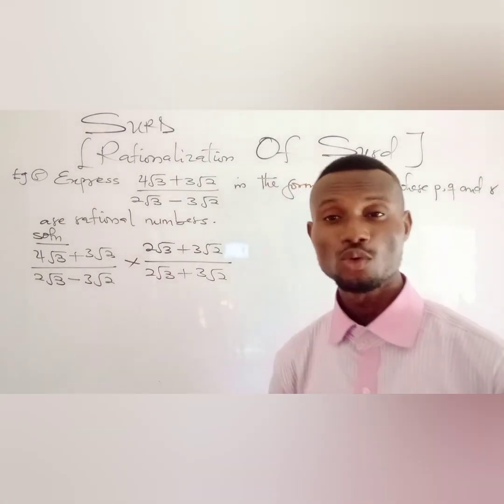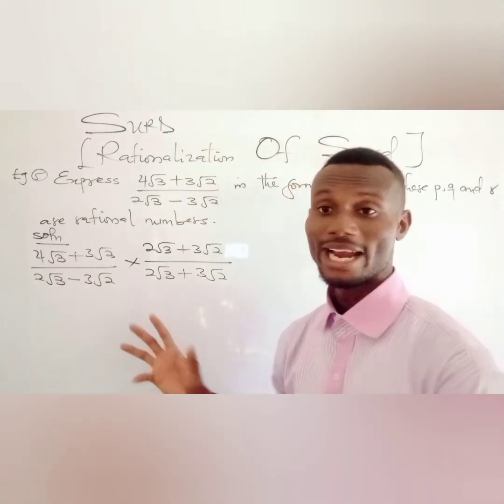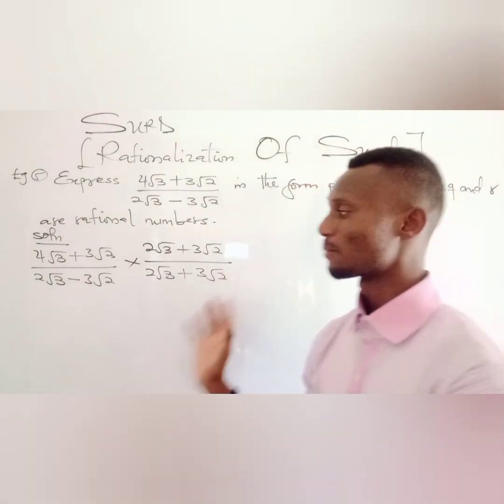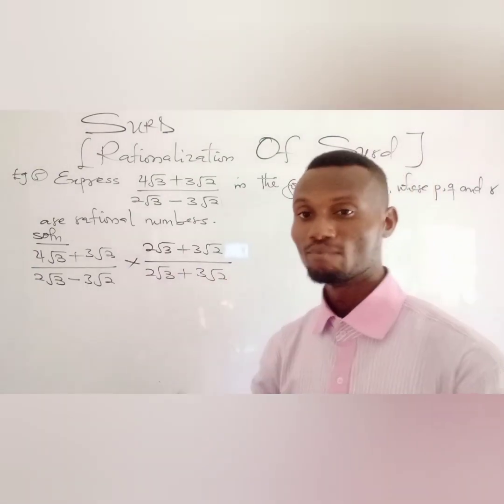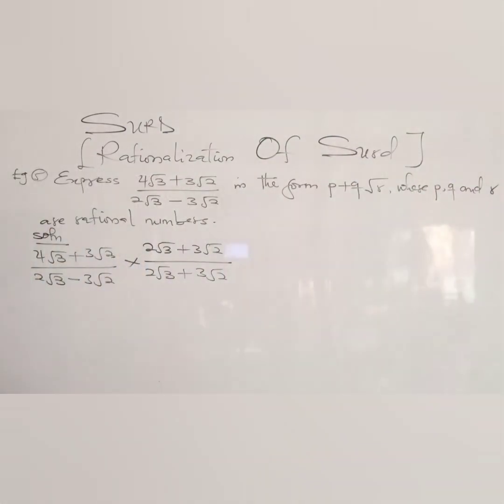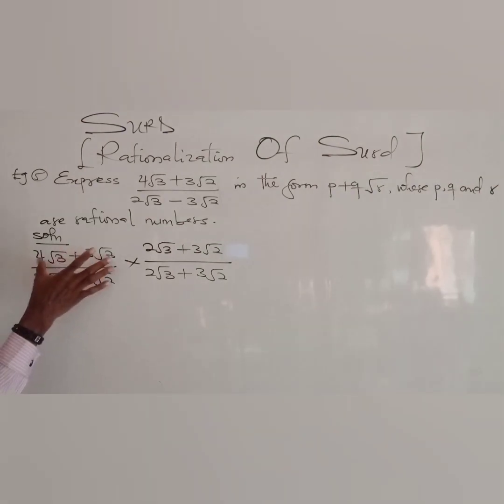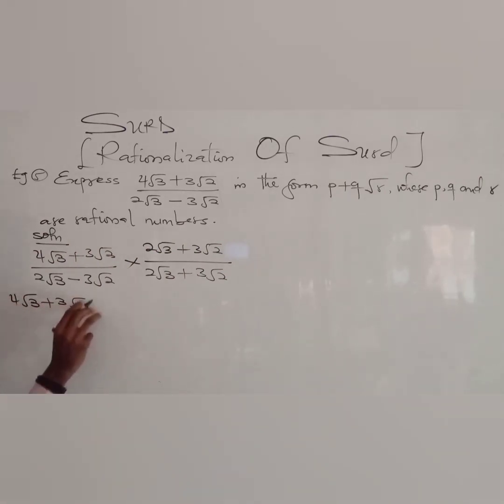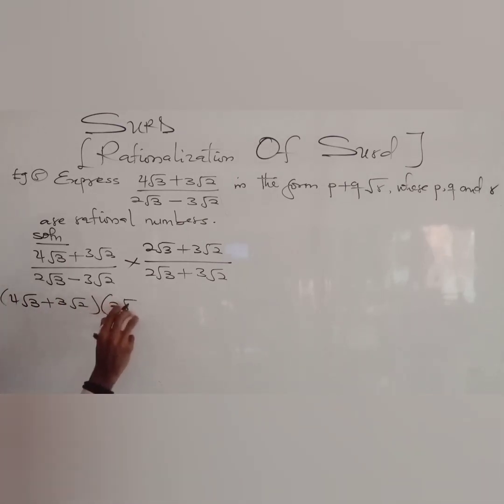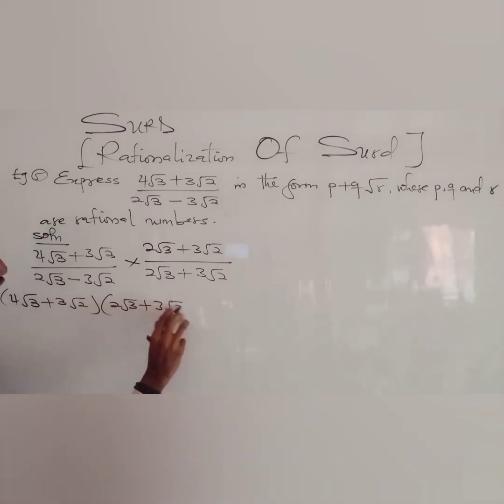So now we have to go ahead and simplify further. How to simplify further is to multiply the numerators and multiply the denominators. So let's go ahead and do that. I'm going to use this term to multiply this term. We are going to put it into brackets so that we don't get confused. So it's going to be 4 root 3 plus 3 root 2 into bracket, multiplying 2 root 3 plus 3 root 2. I hope you agree with me up to this point.